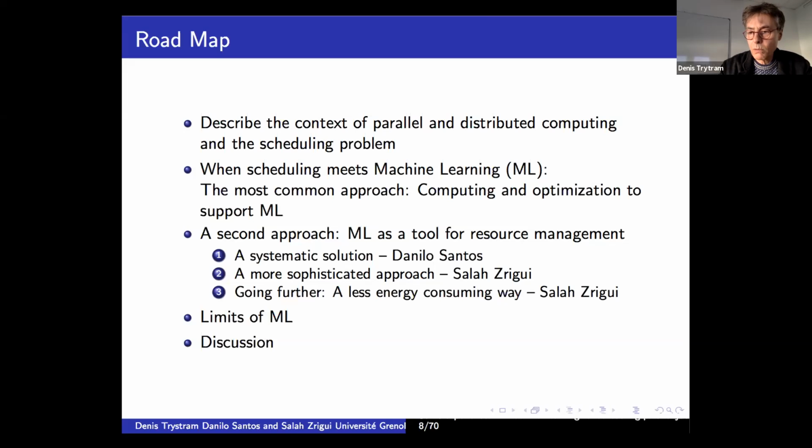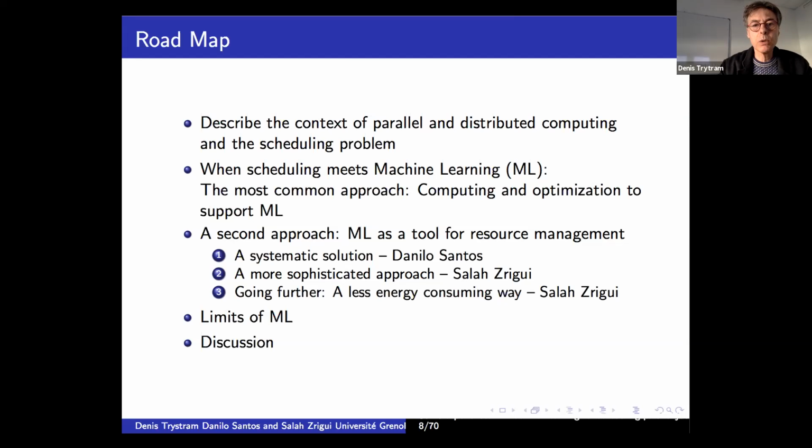But we are not developing dedicated hardware. We are not in this stream of thinking. We use machine learning in a second kind of approach, as a tool for helping resource management. And there will be three experiences here. Danilo will discuss the first systematic solution, and Salah will discuss the two other solutions, and then from these three experiences we can discuss with you the limits of machine learning.